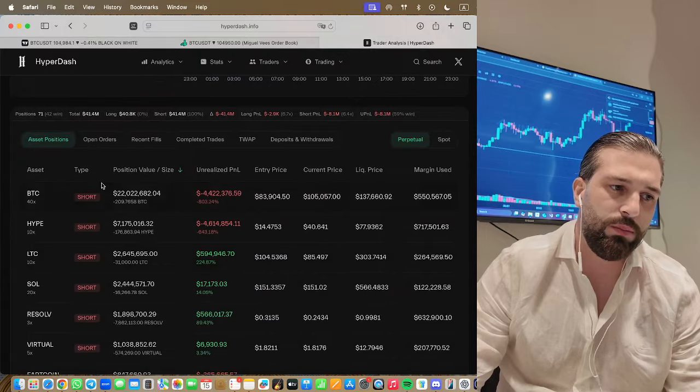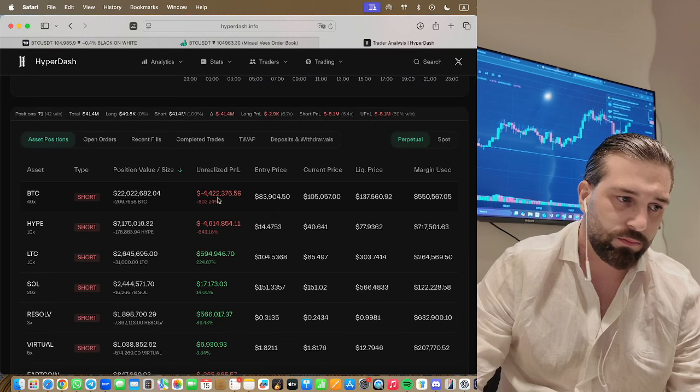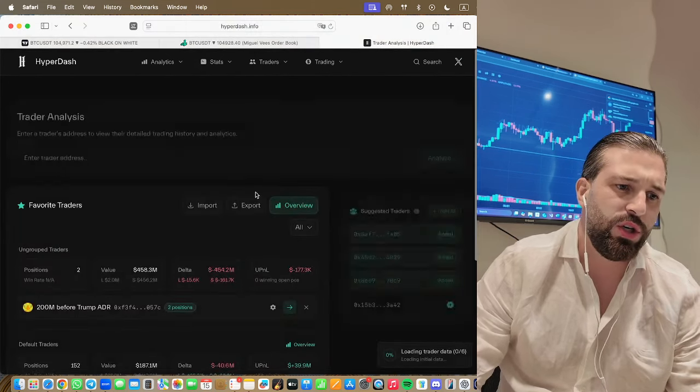If we go into smart money, BTC is being shorted heavily right now, in drawdown, but the direction is very clear for them. Let's check some other traders over here, what they are doing.